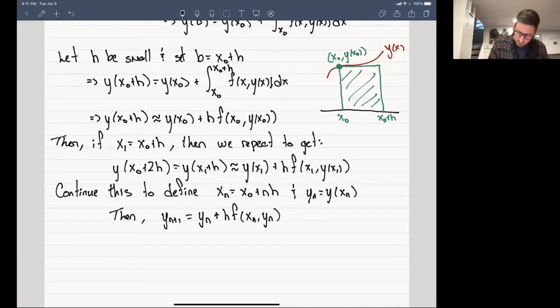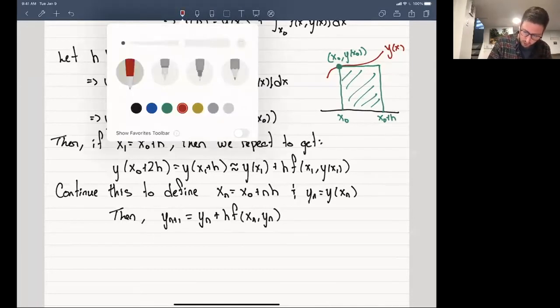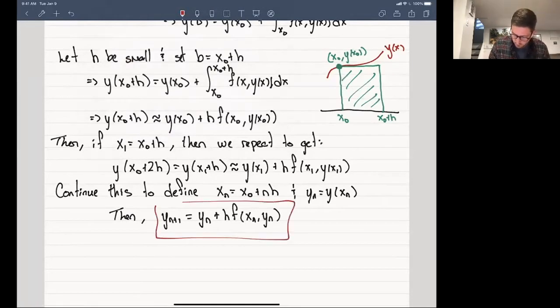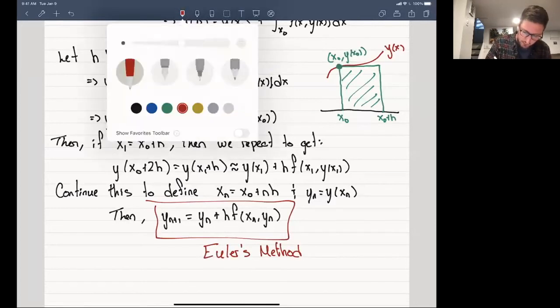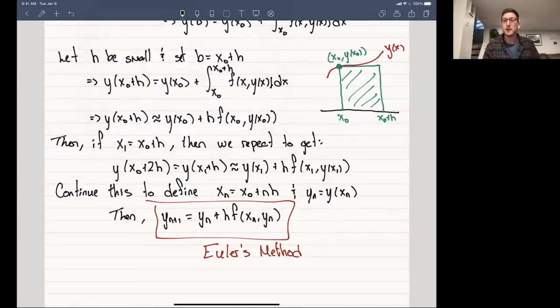So this right here is what's called Euler's method approximation. This is called Euler's method. It gives you an approximation of what the solution to that differential equation should be if you sort of advance forward using this scheme.